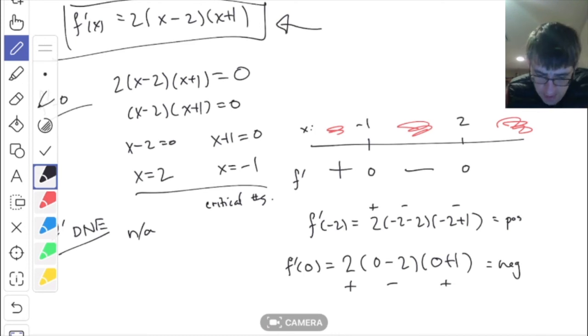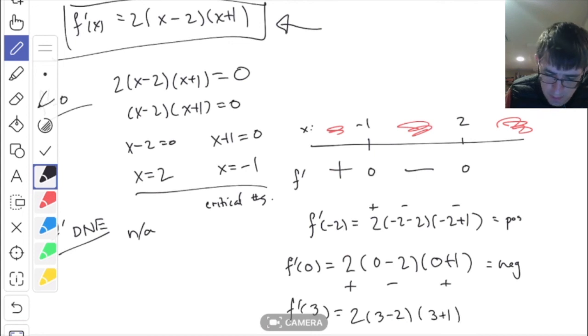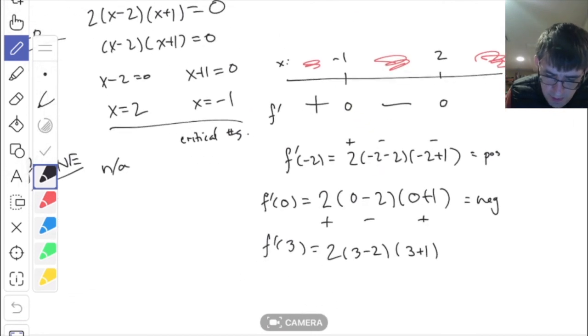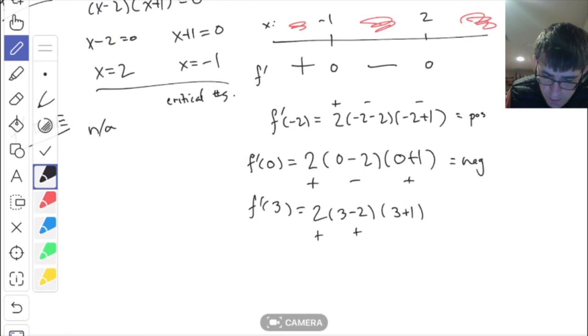Okay, and then finally, last value to plug in. I'll do f prime of some value to the right of 2. My favorite number to the right of 2 would be 3. I always try to choose the easiest number to plug in. I'm plugging into the formula in the box. x equals 3. 2 times 3 minus 2 times 3 plus 1. Here, these guys are all positive, and so the answer here is positive. I'll put a big old plus there.